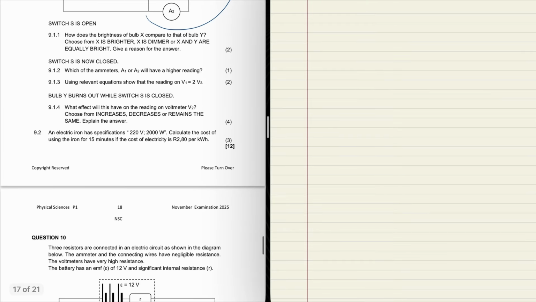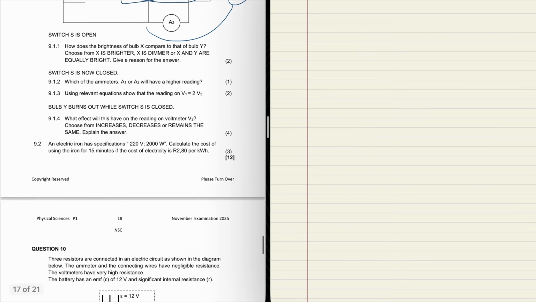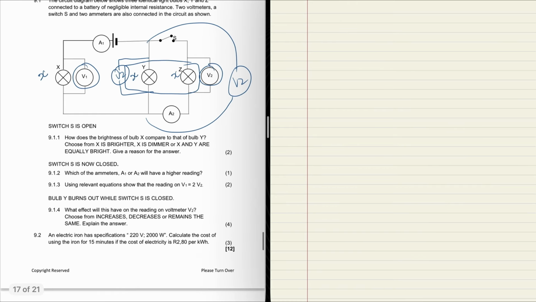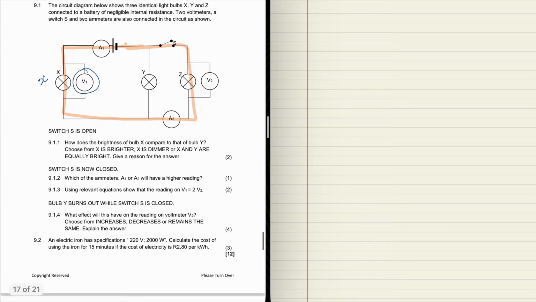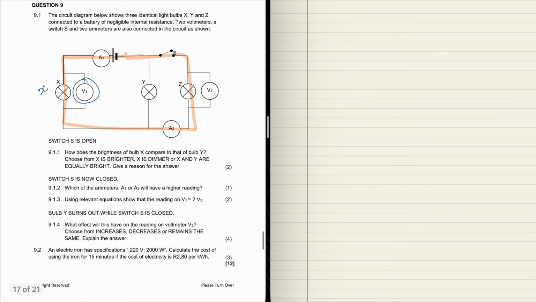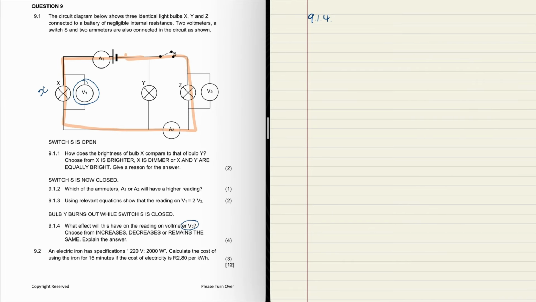Okay, moving on. Bulb Y burns out while switch S is closed. So Y burns out. So that means that's gone. So now we essentially have this as our circuit. What effect will this have on the reading on voltmeter V2? Choose from increase, decrease, or remain the same. Explain your answer. So let's take a look at what effect this is going to have on our circuit.